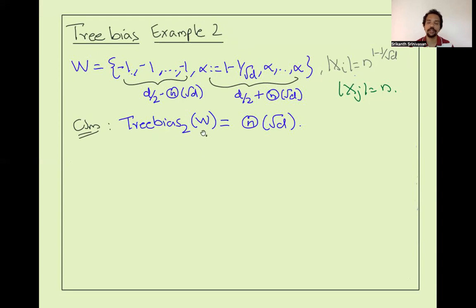This proves lower bounds for set-multilinear circuits of product depth 2, which in turn implies lower bounds for general algebraic circuits of product depth 1. So it's a nice exercise to get comfortable with tree bias.